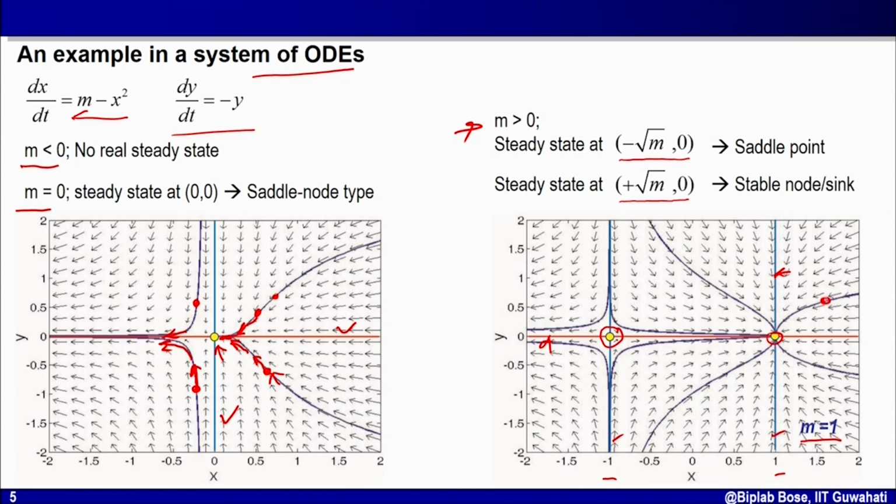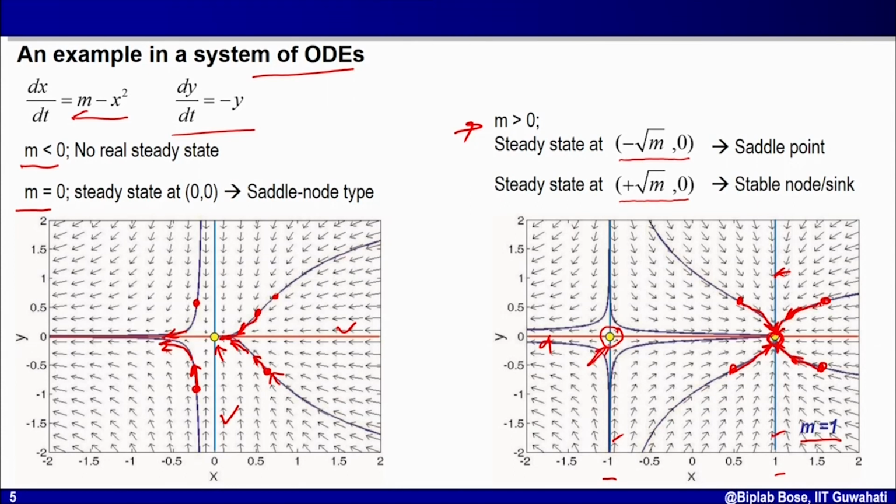If I start somewhere here at t equal to 0, I will follow this trajectory and eventually collapse at this steady state. If I start from this point at t equal to 0, I will follow this path and collapse at the steady state. If I start from this direction, again with time I will collapse at the steady state. The same is true if I start from this direction also. So if I am at this particular steady state, 1, 0, I stay there. But if I slightly perturb the system from there, the system will again collapse back to the same steady state. But that's not true for the other steady state, this one, minus 1, 0.